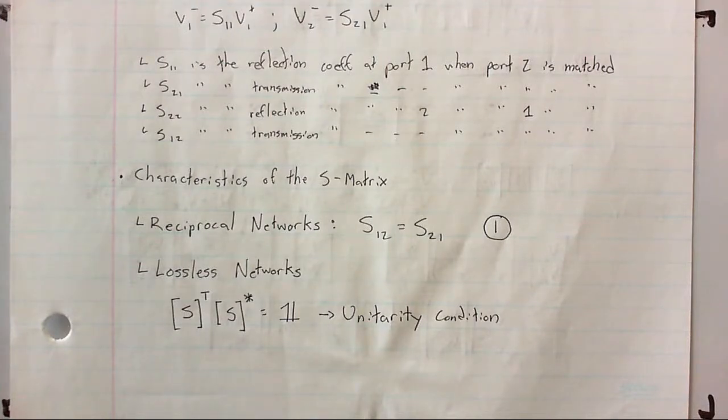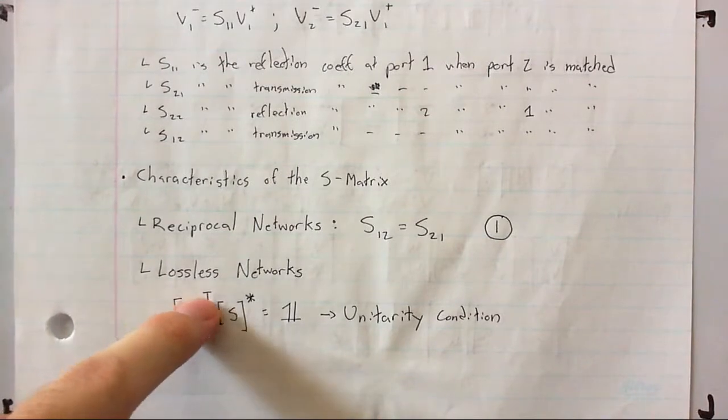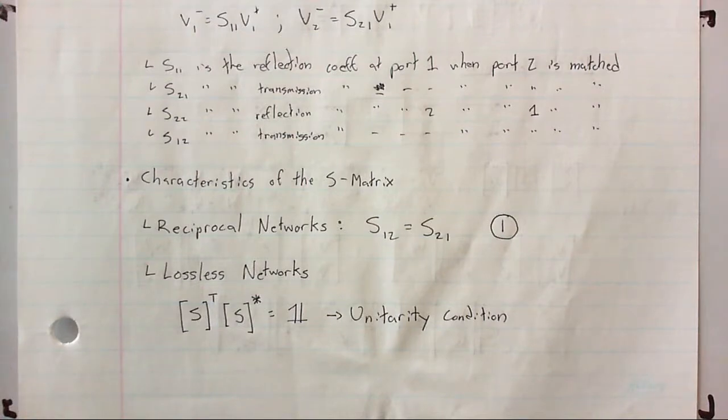So what kind of characteristics can a scattering matrix have? Well, if you have a reciprocal network, that means that S12 is equal to S21. So that means that the transmission from port 1 to port 2 is going to be equal to the transmission from port 2 to port 1. That makes it a reciprocal network. You can have lossless networks, which, if you were to do the math, means that the scattering matrix satisfies the condition where S transpose times S conjugate is equal to identity. This is also known as the unitary condition in linear algebra. A lossless network does not lose power in resistive elements within it.